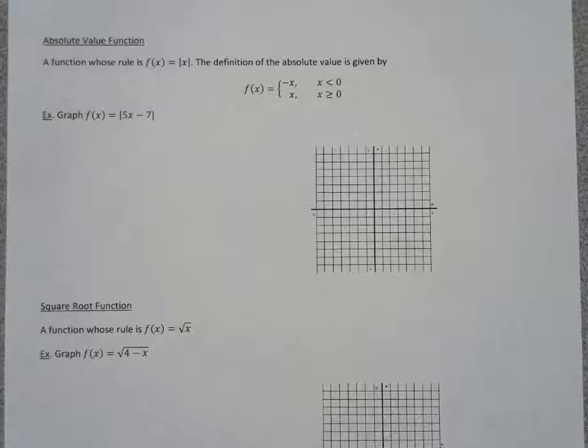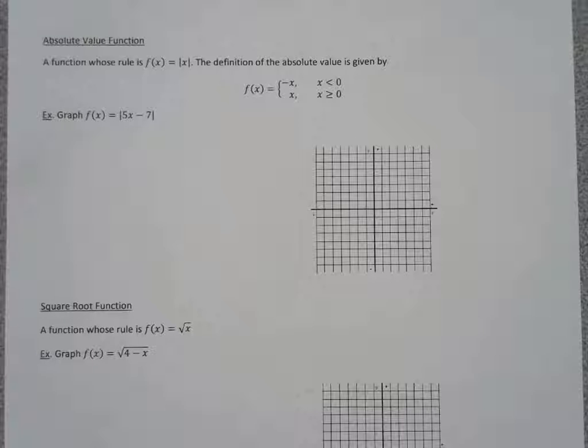The absolute value function is a function whose rule is f evaluated at x is equal to this bar around x. Okay, so you have these straight bars. The definition of the absolute value function is given by a piecewise function. So that function is going to be the negative of that expression when x is less than 0 and positive when x is greater than or equal to 0.